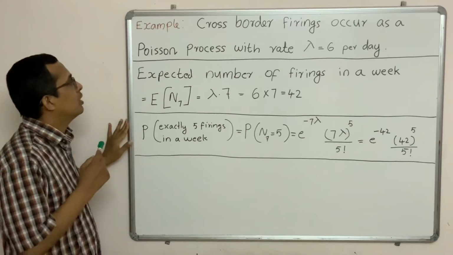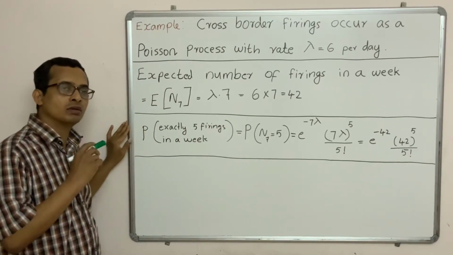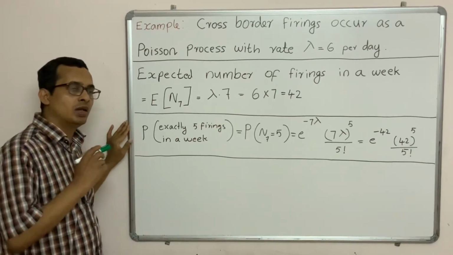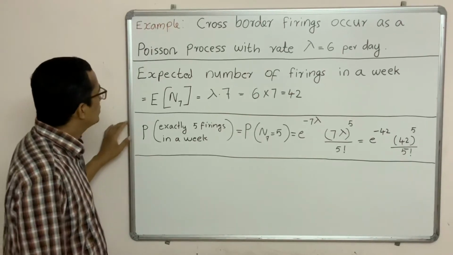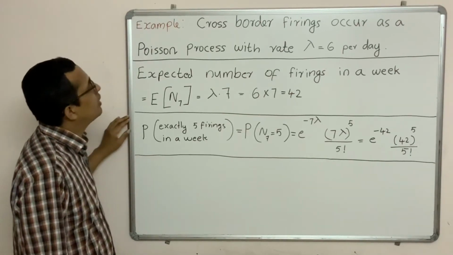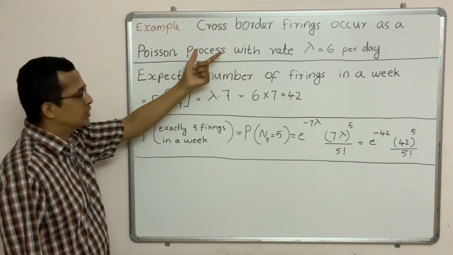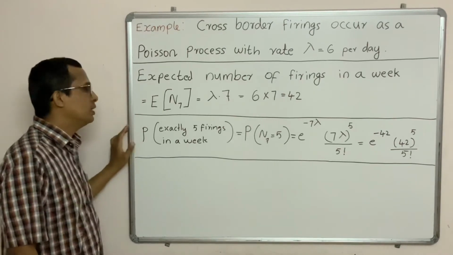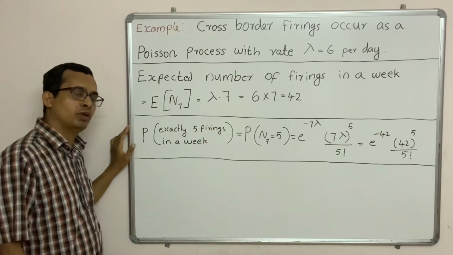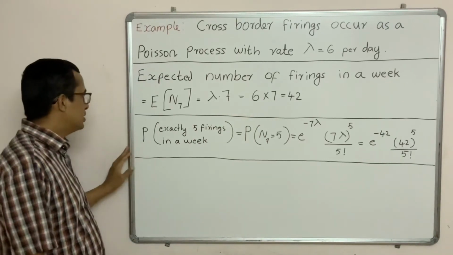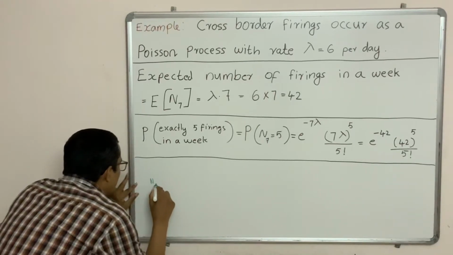First of all, if you are asking what is the expected number of firings in a week, here I am taking day as the unit of time. We can work with hour or week or year, month, anything, but let us fix day as the unit of time here. So once you fix the day as the unit, lambda is 6 per day. What you want is 1 week, right? So it is 7 days. So we are looking at N7, the number of arrivals in 7 days or in a week.